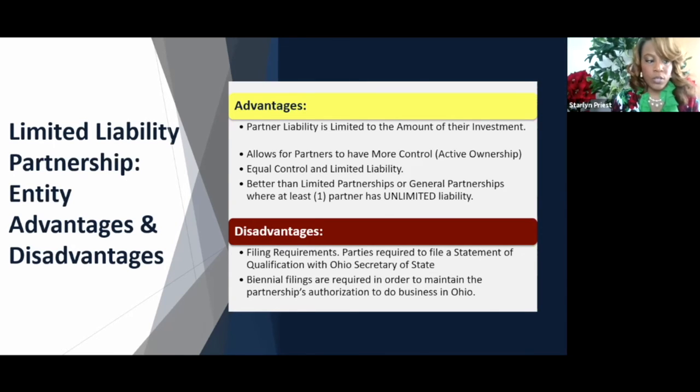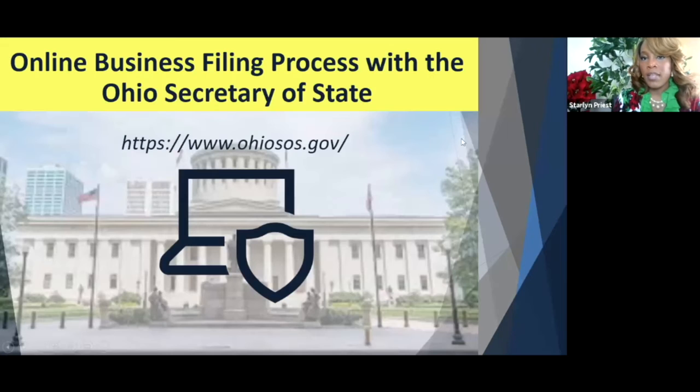With this entity type, the parties are required to file a statement of qualification with the Ohio Secretary of State. Again, you want to make sure you're working with your counsel to check your state guidelines around that. They also have biennial filing requirements in order to maintain the partnership's authorization to do business. So that's a nuance that's different as well. We've come to the end of the details around the different characteristics of these different entities.